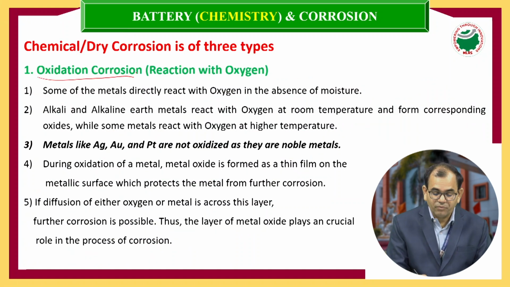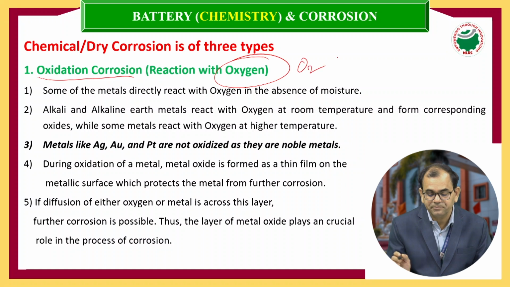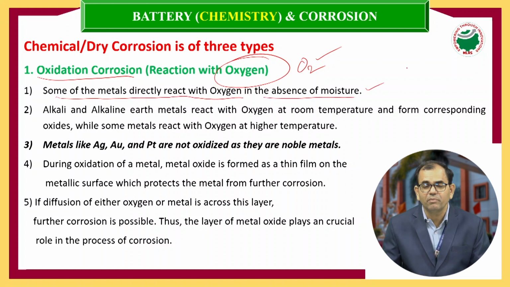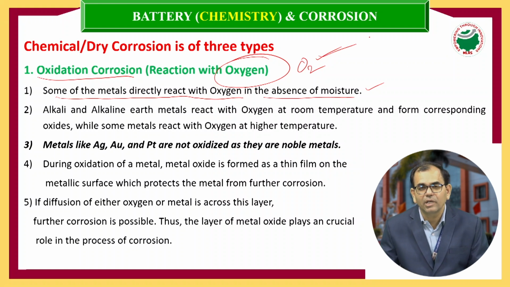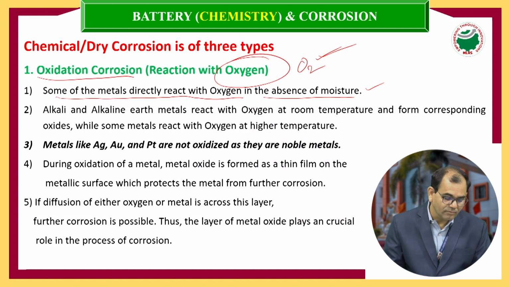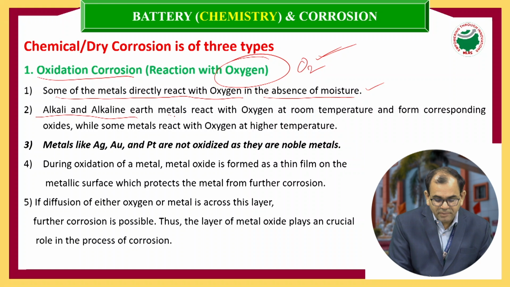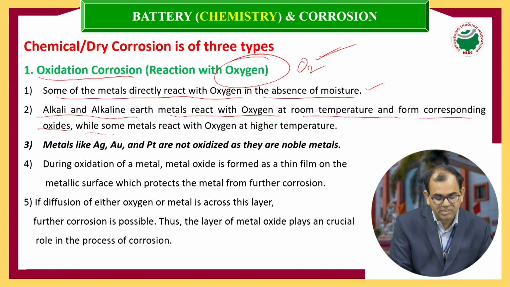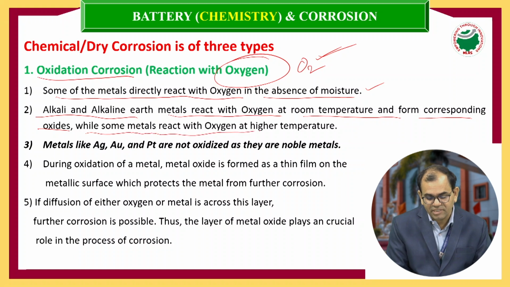Oxidation corrosion with the help of only oxygen, that is, corrosion due to atmospheric oxygen. Some of the metals directly react with oxygen in the absence of moisture. There is no moisture involvement in the corrosion formation. So who is the main culprit here? Only atmospheric oxygen is the main culprit for the corrosion of the metal. Alkali and alkaline earth metals react with oxygen at room temperature and form corresponding oxides, while some metals react with oxygen at higher temperatures. Okay.